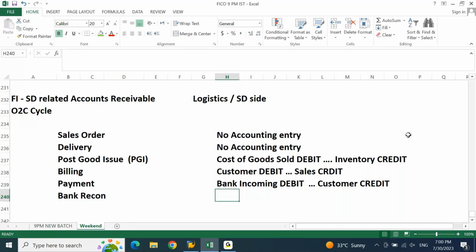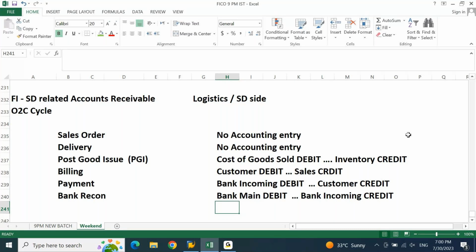Finally, when you perform the bank reconciliation statement, you will be writing bank main account debit and bank incoming will be credit. This accounting entry we will be writing when it comes to bank reconciliation. In short, this is the O2C cycle, or the order to cash cycle.